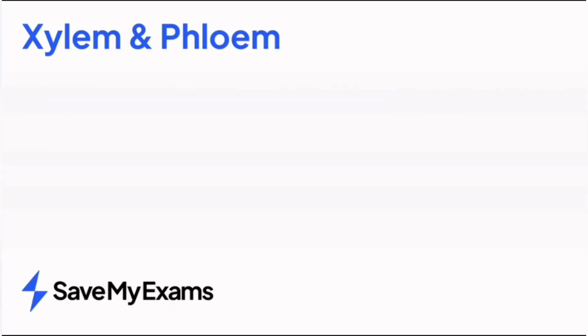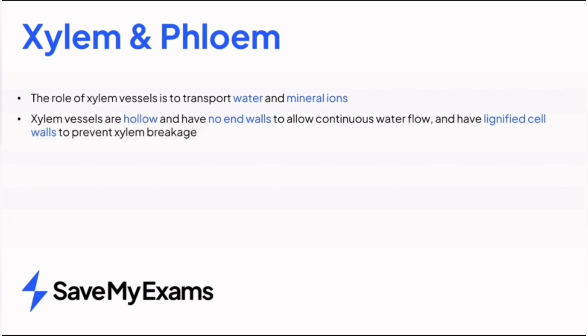In summary, the role of xylem vessels is to transport water and dissolved mineral ions. Extended students should know that xylem cells are adapted for this role by being hollow and having no end walls, allowing continuous water flow, and by having lignified cell walls to prevent xylem breakage. The role of phloem is to transport sucrose and amino acids.